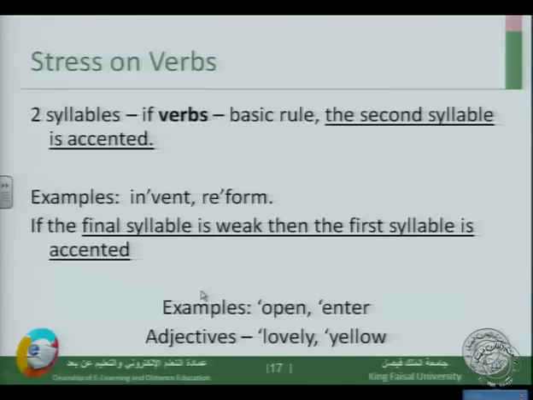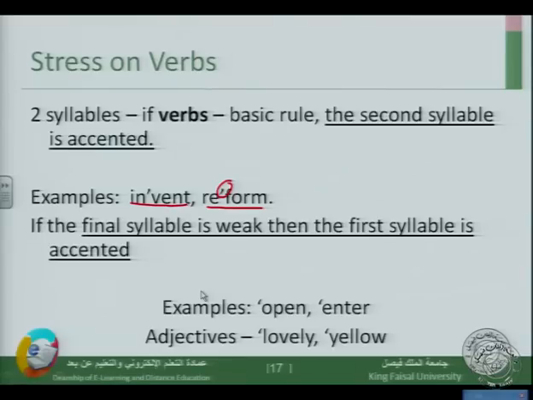Now let us go together and study stress on verbs. The previous ones were general rules, but now we're talking about stress on verbs specifically. Two-syllable verbs: the second syllable is accentuated. This is what we took, like the word invent. Invent, this is a verb with 2 syllables. Reform. Where should the stress be? It must be on the second part.